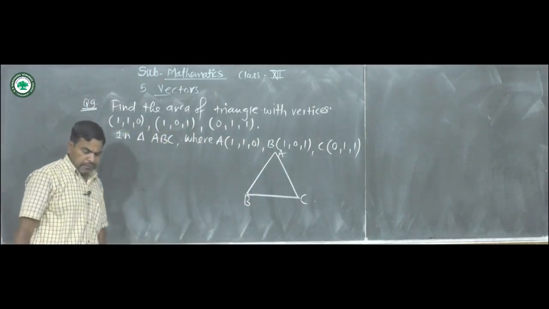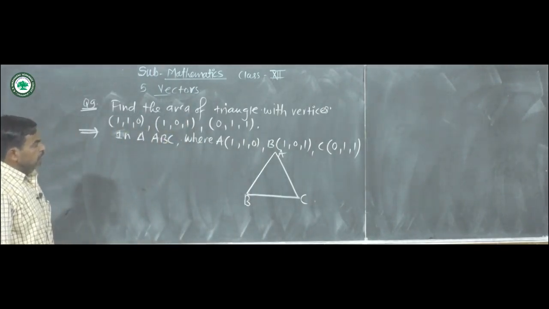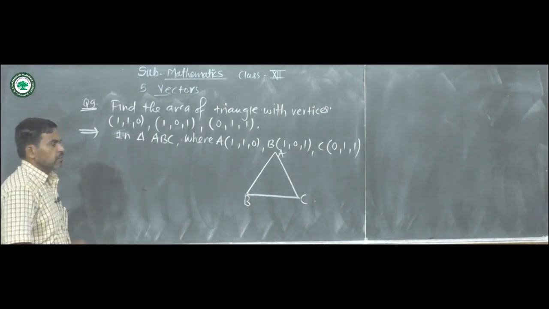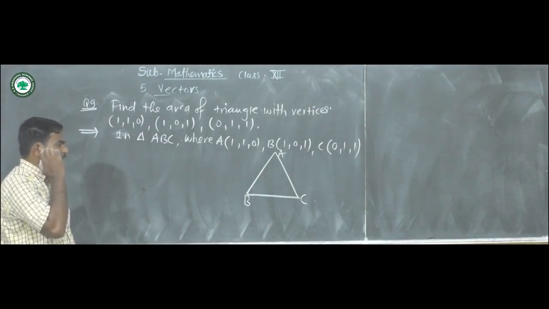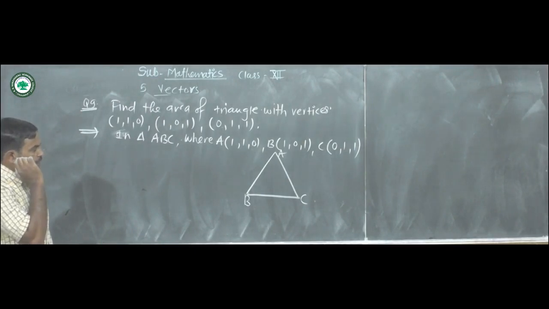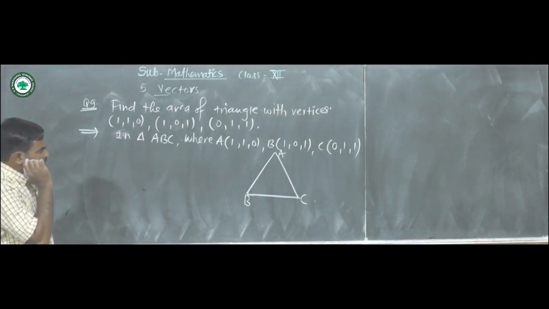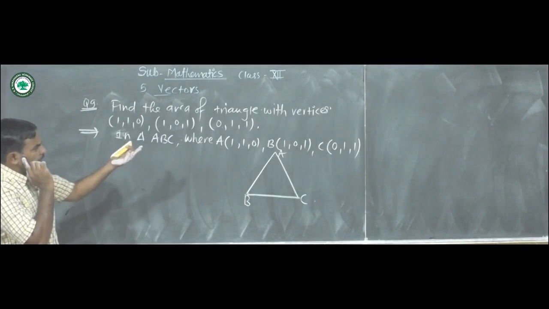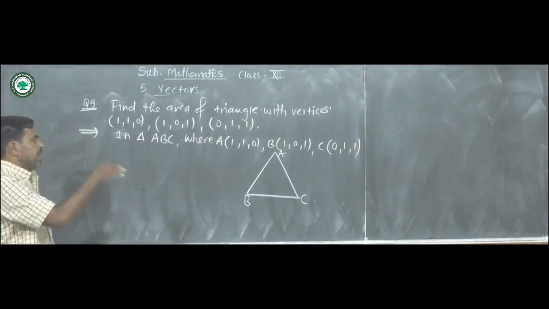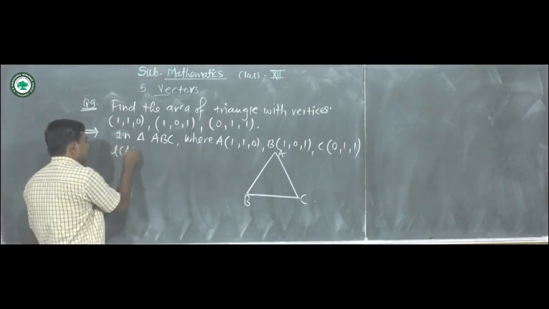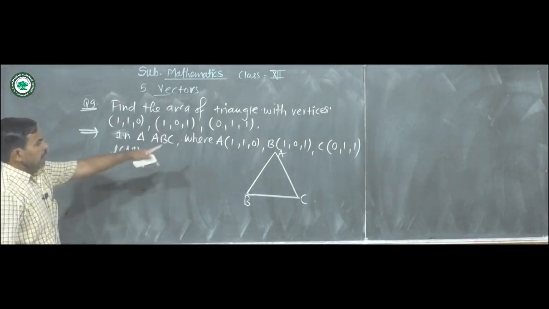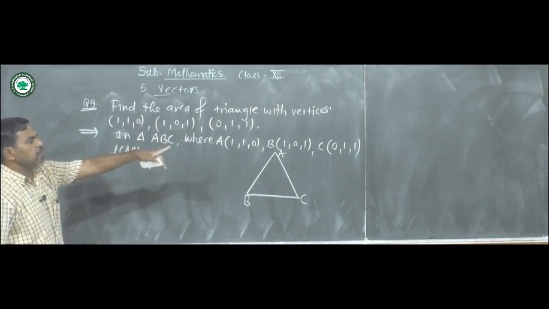Now we know that to find the area of a triangle, we must know the three sides of the triangle. Or if that triangle is a right angle triangle, then also we can find its area. Now here, only the three vertices are given, so first we find the lengths of the three sides. Length of AB is equal to, see, the point A is (1, 1, 0) and point B is (1, 0, 1).